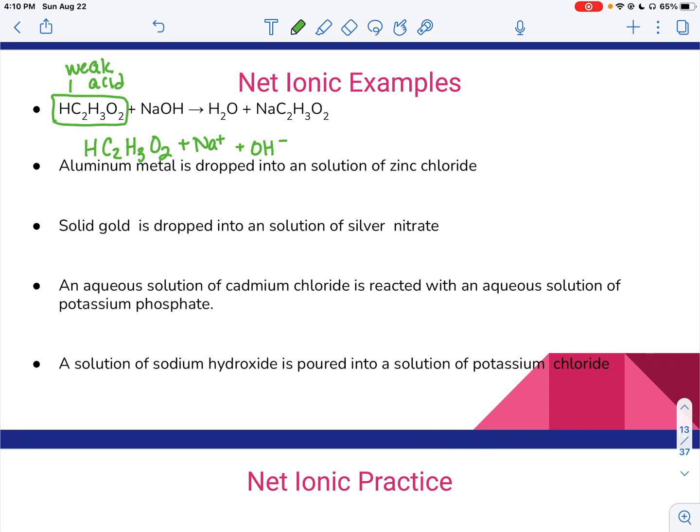Then we get to water, which is not an ionic compound. Molecular compounds are always just written as their molecules. And then for sodium acetate, we know it's soluble for the same reason the other one was. Sodium is soluble. And then we have acetate, which is one of those polyatomic ions we memorized.